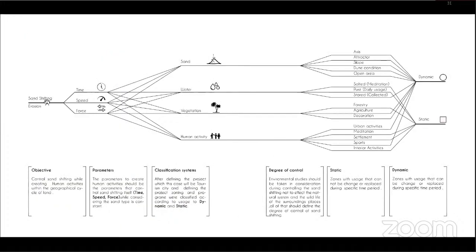When I was studying the sand shifting and the erosion, I had to find something in common so I could design with it, and it was the speed, force and time of the wind. So that made me classify my human activities into static and dynamic physical spaces that people can use during a specific time or season.